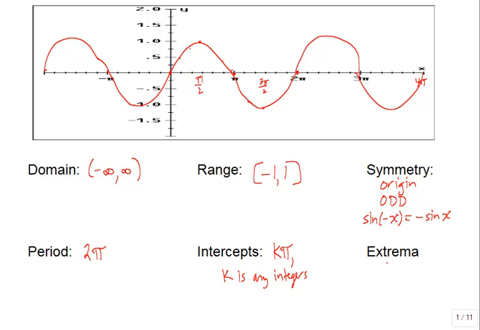How about the extrema? Where does this graph have its maximums and its minimums? Well, it has maximums and minimums at pi over 2, 3 pi over 2. This one over here would be 5 pi over 2. And this one over here would be at 7 pi over 2. So it's all those odd multiples of pi over 2. So one way that we can generalize that would be to write that the extrema occur at 2k plus 1 times pi over 2, where again k is any integer.